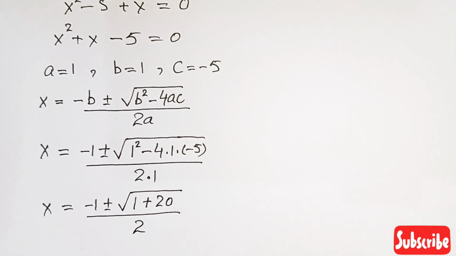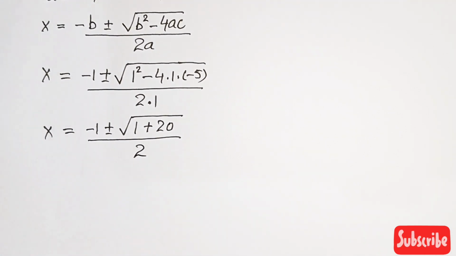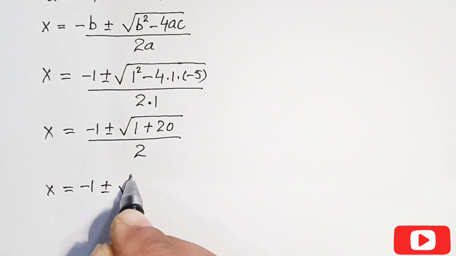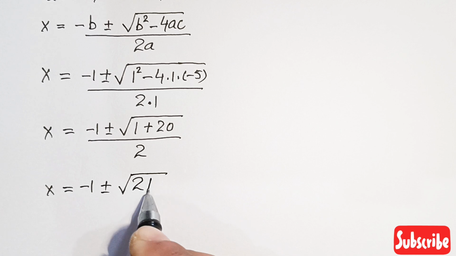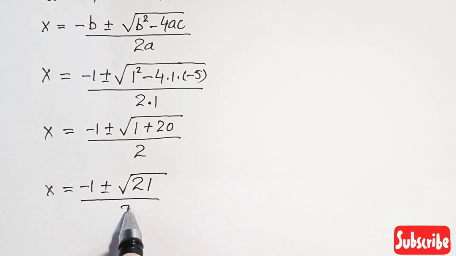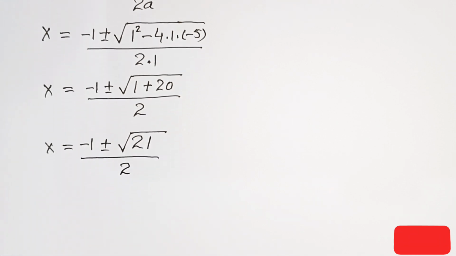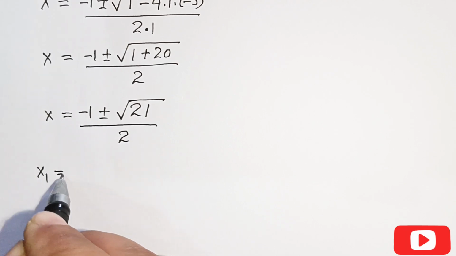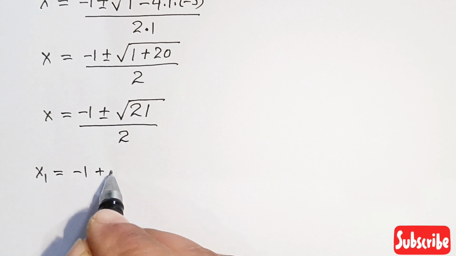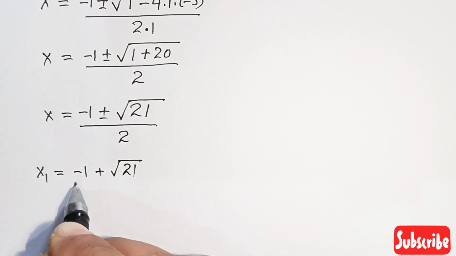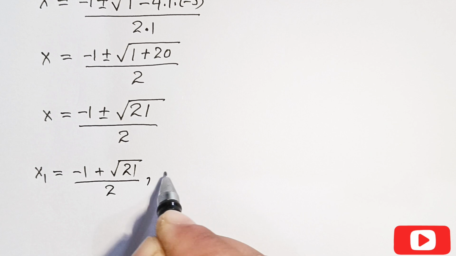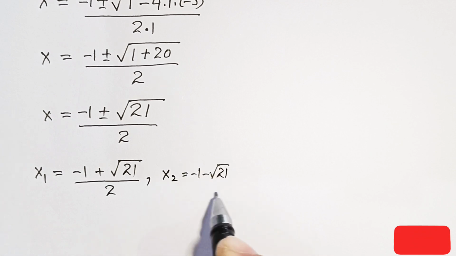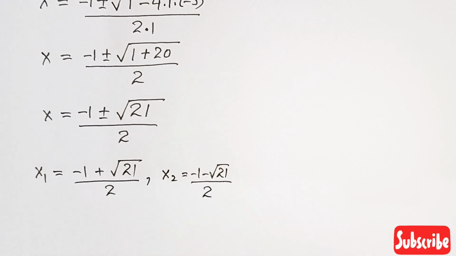Here we have the value of x, which is x is equal to minus 1 plus minus square root of 20 plus 1, which is 21, all over 2. Here we get two values of x. So let's say x1 is equal to minus 1 plus square root of 21 over 2, and x2 is equal to minus 1 minus square root of 21 over 2.